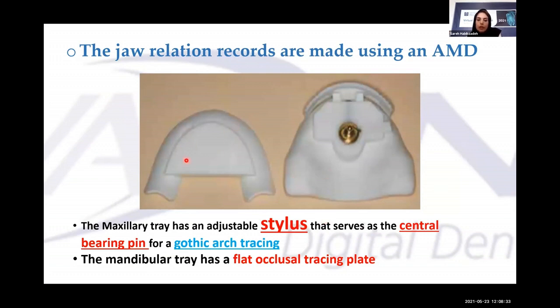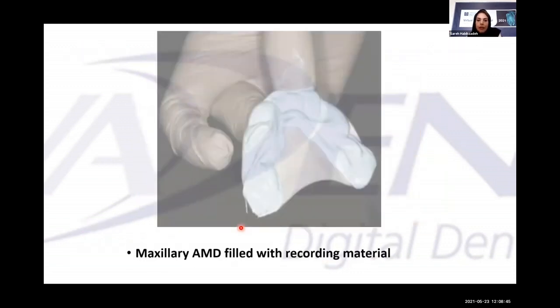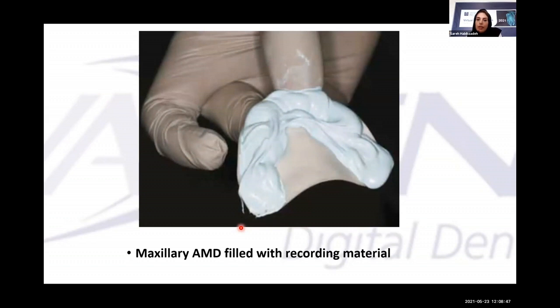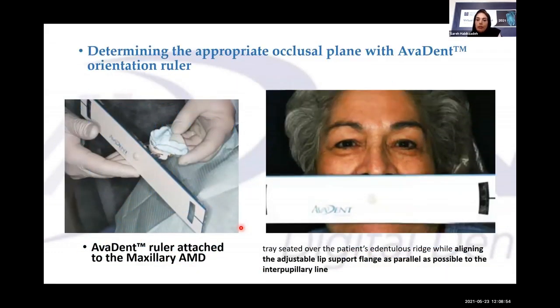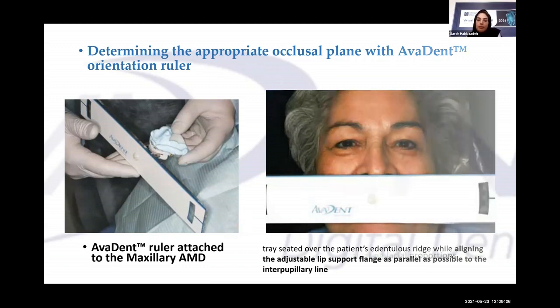You see this in the picture. So this is the table on which the centric relation will be recorded via the Gothic arch tracing method. We'll see in the following slides. So we will secure these AMDs with the use of a recording material in the patient's mouth. And in order to stabilize them and keep them as parallel as we can to the interpupillary line, the system provides you with a ruler. So you will align this with the interpupillary line of the patient.